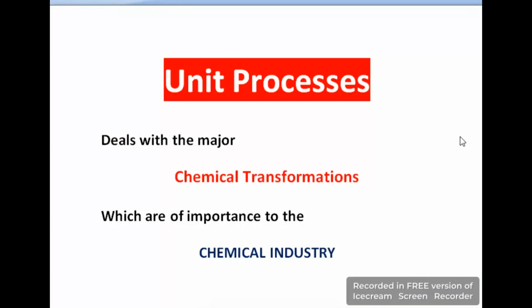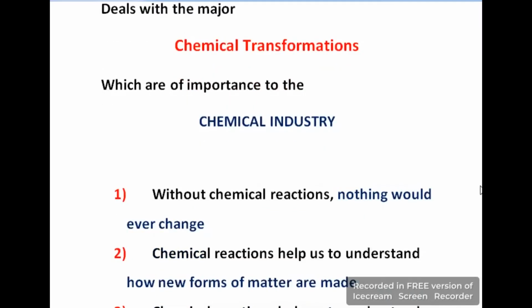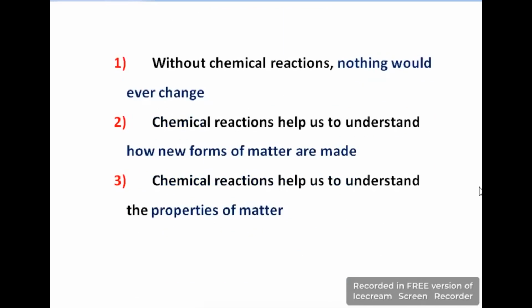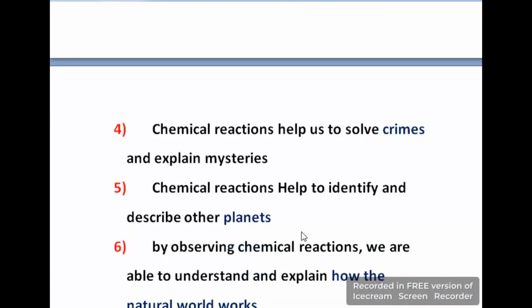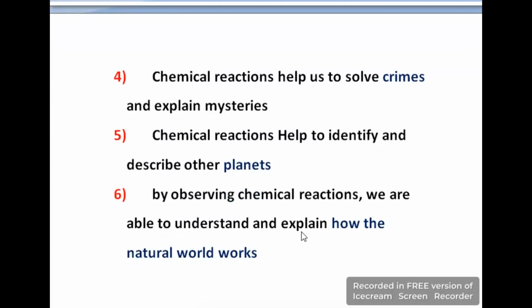Unit processes. Unit processes are just chemical transformations which are important for a chemical industry. From the following points you will be able to understand how chemical reactions are important for us. According to the first point, without chemical reactions nothing would ever change. According to the second point, chemical reactions help us to understand how new forms of matter are made. According to the third point, chemical reactions help us to understand the properties of matter, and also help us to solve crimes and explain mysteries.